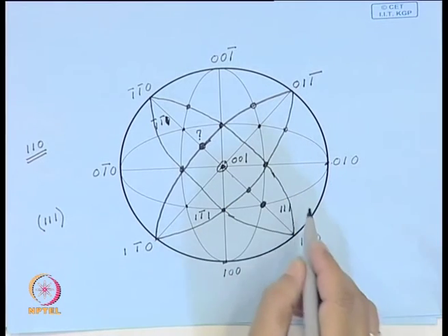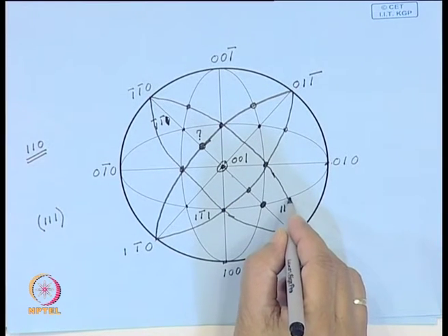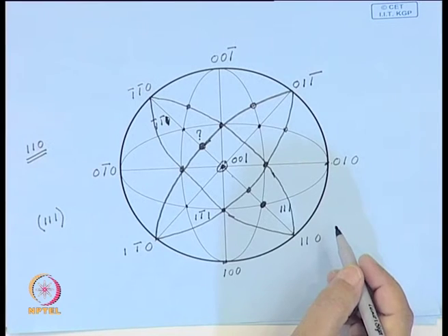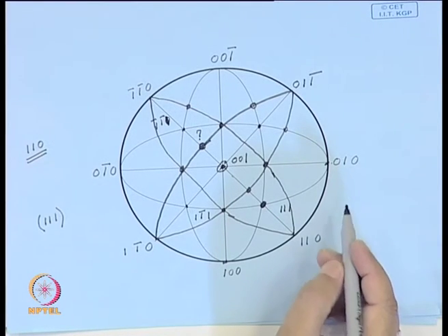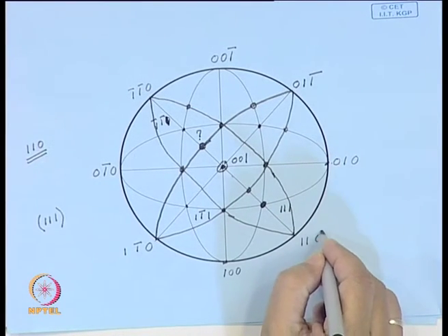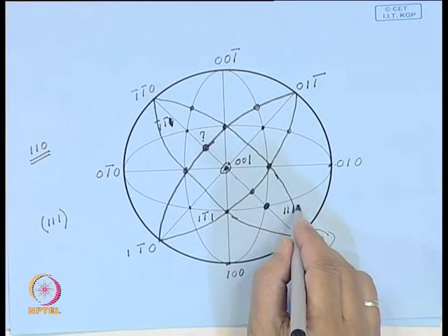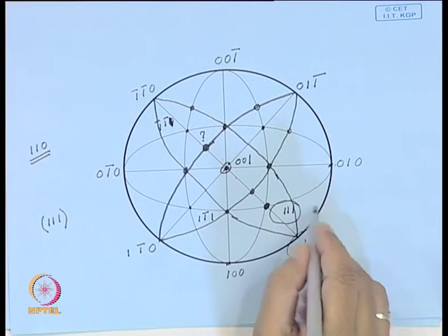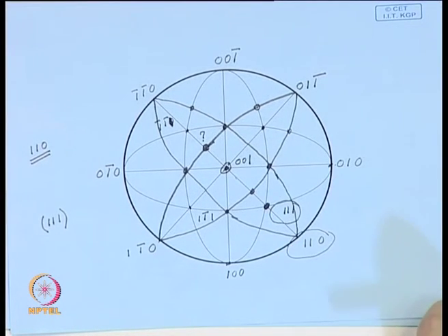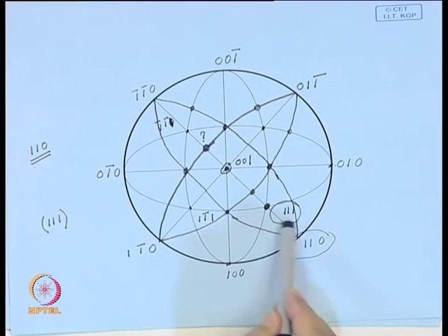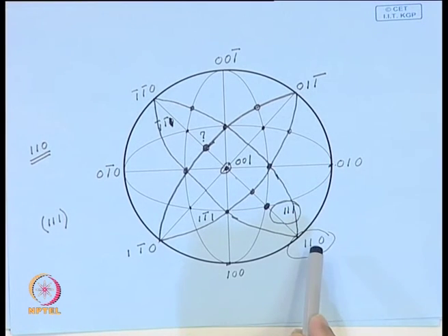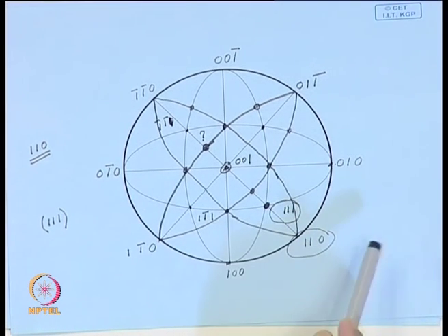Similarly, try to find out what type of symmetry element is represented by 1, 1, 0. Similarly, what type of symmetry element is represented by 1, 1, 1, and try to be convinced using standard projections that 1, 1, 1 exhibits a 3-fold symmetry, whereas 1, 1, 0 exhibits a 2-fold symmetry.